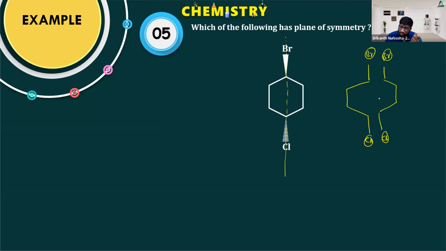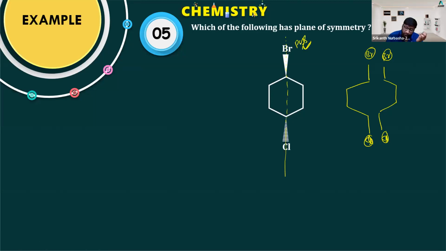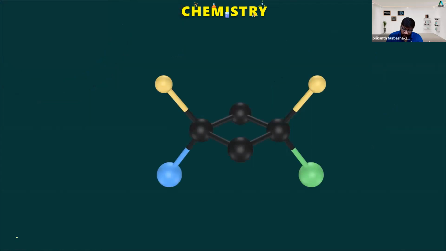These are symmetrical or not? Yes, both are same. So plane of symmetry is present. So like that, you have to draw the different planes to check whether plane of symmetry is actually present or not.